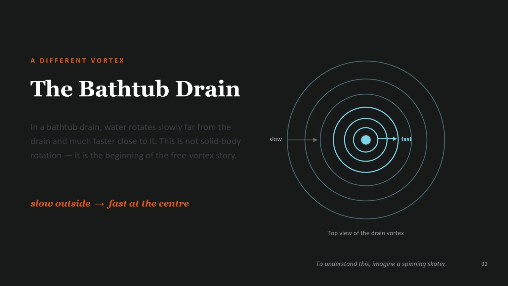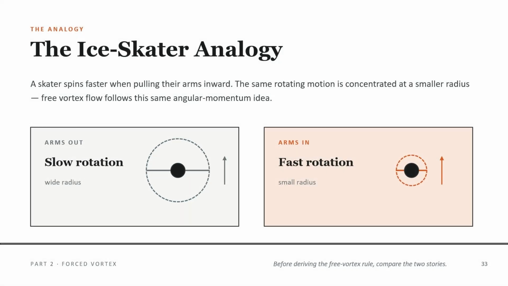To understand it, imagine an ice skater changing their body position. The ice skater analogy. A spinning skater speeds up by pulling their arms inward. The same rotational motion is concentrated at a smaller radius. A free vortex follows this same idea. Instead of being continuously driven by a wall, the liquid approximately conserves angular momentum as it moves inward.